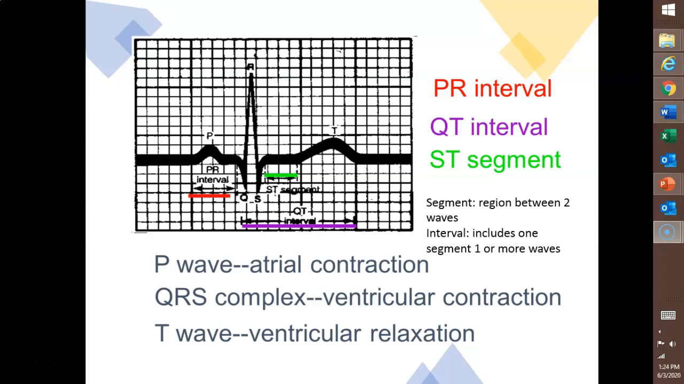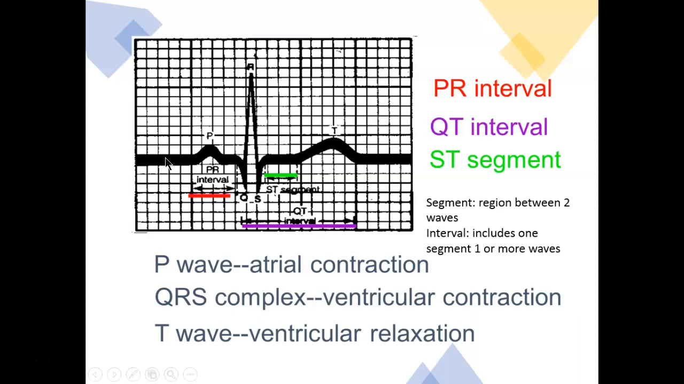But what if your heart rate just gets faster or slower? Faster heart rate is tachycardia. Slower heart rate is bradycardia. What do you think is going to happen to the pattern of these waves? Well, if your cells are depolarizing faster, then your waves should appear closer together, right? Because your heart's going to be contracting faster.